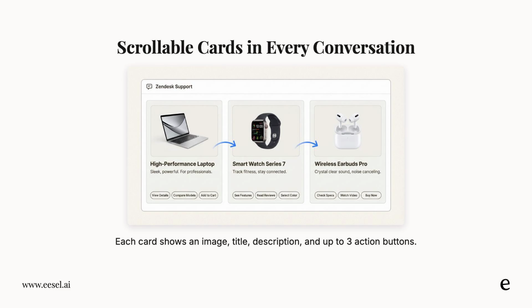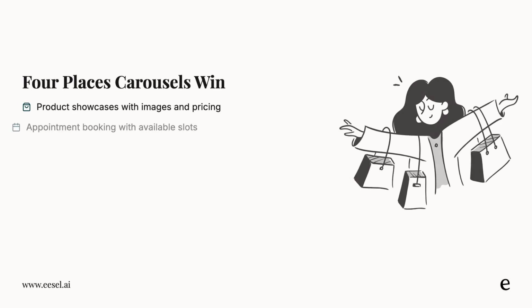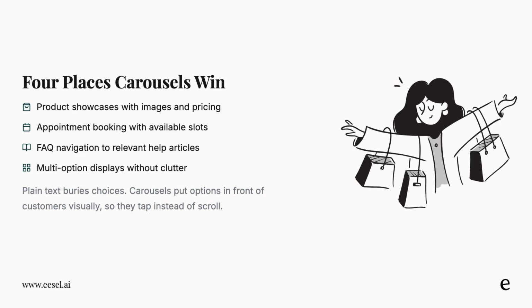No typing required. Carousels work best in 4 scenarios: product showcases with images and pricing, appointment booking with available time slots, FAQ navigation to relevant help articles, and multi-option displays where plain text would create a cluttered wall of choices. Plain text buries options. Carousels put them in front of customers so they tap instead of scroll.